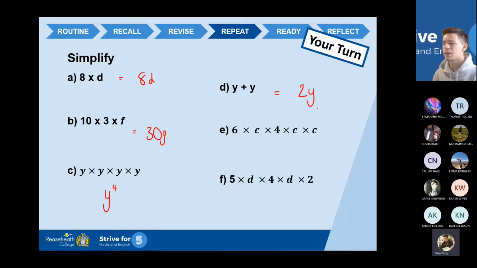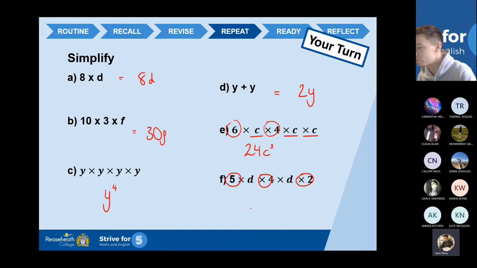Can't think of anything beginning with y. That's weird. All right, anyway, next, let's look at this. So 6 times by 4 is 24. C times C times C is C to the power of 3, or C cubed, okay? And then the final one that we've got is 5 times 4 times 2. Remember, we've got to deal with all those numbers. So 5 times 4 is 20. Times it by 2 is 40. And then I've got d times d, which gives me d squared.